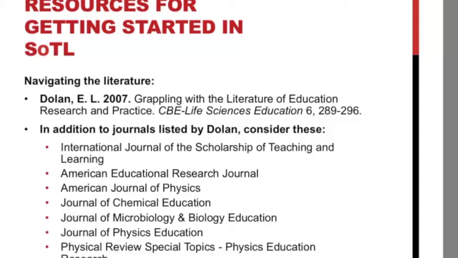Now, in addition to the journals listed by Dolan, there are some others that she did not include. Specifically, if you're outside of the area of biology, like if you're in physics, then you might consider the American Journal of Physics, or if you're in chemistry, of course, the Journal of Chemical Education, and so on and so forth. So there are several here that I've listed as well.